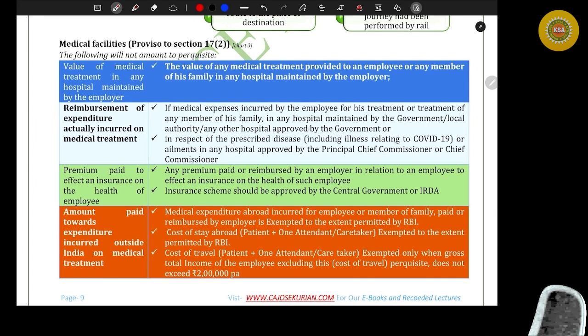But no worries, that premium paid by your employer shall be fully not taxable. It is outside the scope of taxability. Are you with me? Now moving on to the next one.